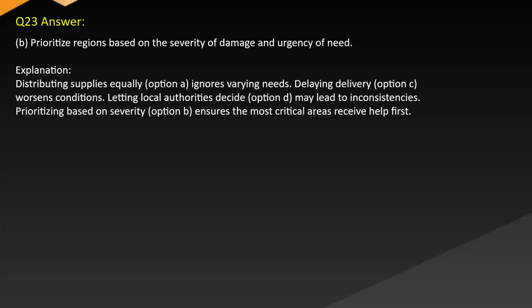Answer: B. Prioritize regions based on the severity of damage and urgency of need. Explanation: distributing supplies equally, option A, ignores varying needs, delaying delivery. Option C worsens conditions. Letting local authorities decide, option D, may lead to inconsistencies. Prioritizing based on severity, option B, ensures the most critical areas receive help first.